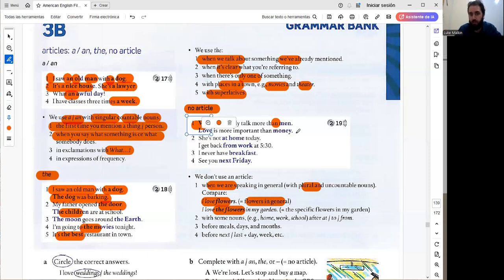Love is more important than money, right? Not the love is more important than the money. No, love is more important than money. We are speaking generally, not about specific love or specific money, but generally. Two, she's not at home today. So with some nouns, home, work, and school, we don't use the. It's not necessary. So she's not at home today. I get back from work at 5:30.